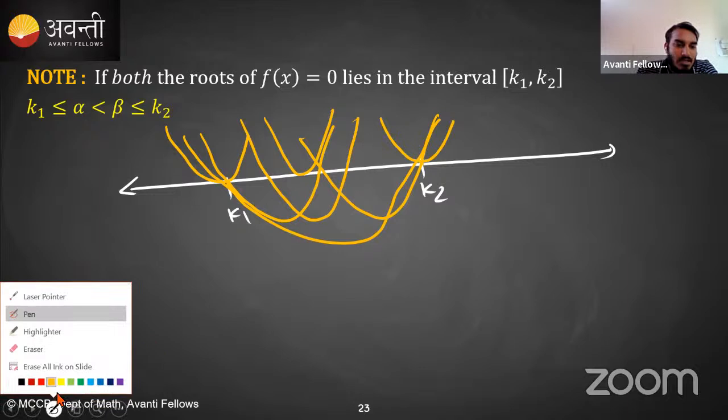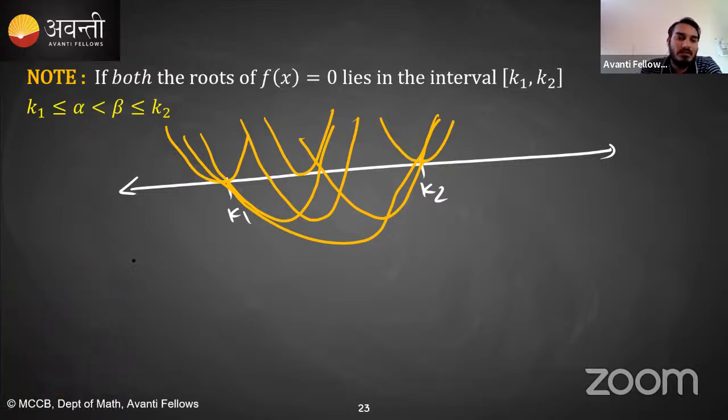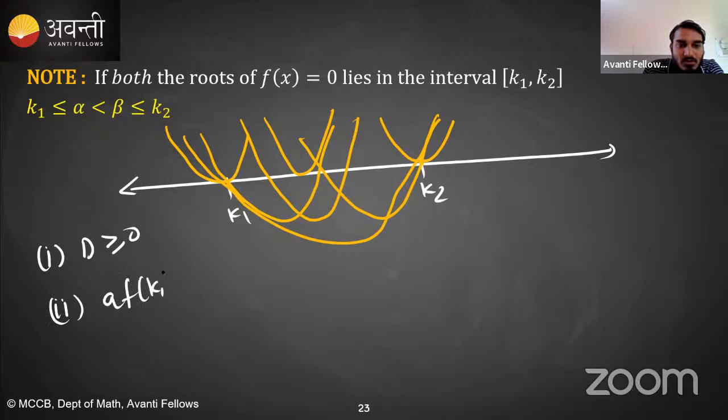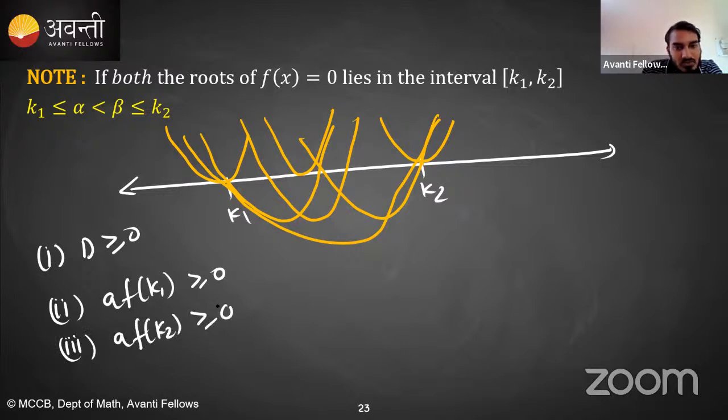So what are the necessary and sufficient conditions? First of all, D should be greater than or equal to 0. The second condition is that A into f of K1 should be greater than or equal to 0. The third condition will be A into f of K2 is greater than or equal to 0.